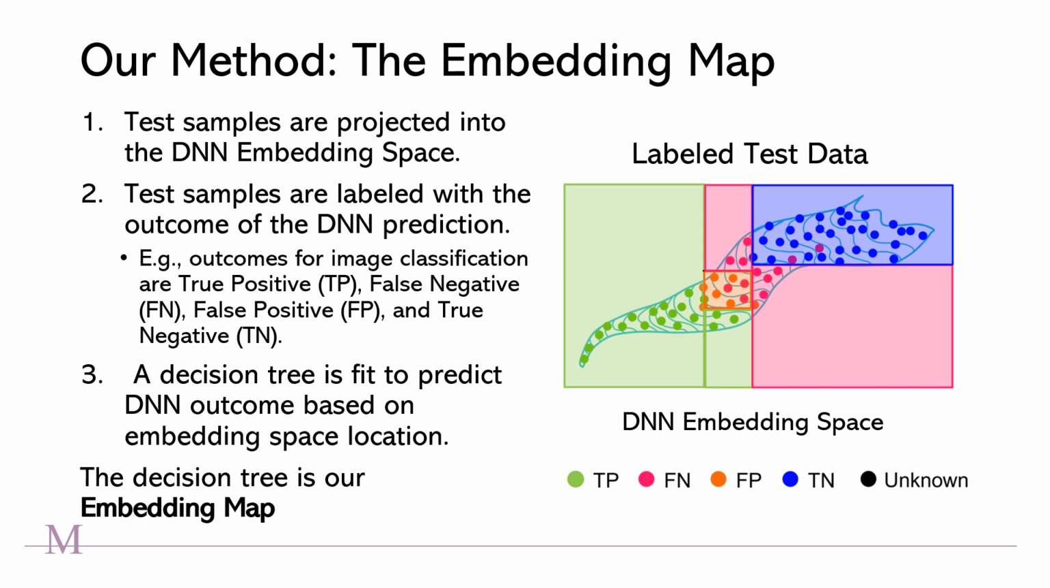outcomes. To fit the embedding map, we start by projecting the internal test samples into the DNN embedding space. Each test sample is labeled with the outcome observed in testing. Then we fit a decision tree to predict the outcome based on the embedding space location of a test sample. A leaf node in our embedding map corresponds to a contiguous region in the embedding space that's associated with a particular outcome. In the illustration on the right, the different colored boxes represent different leaf nodes in our embedding map.